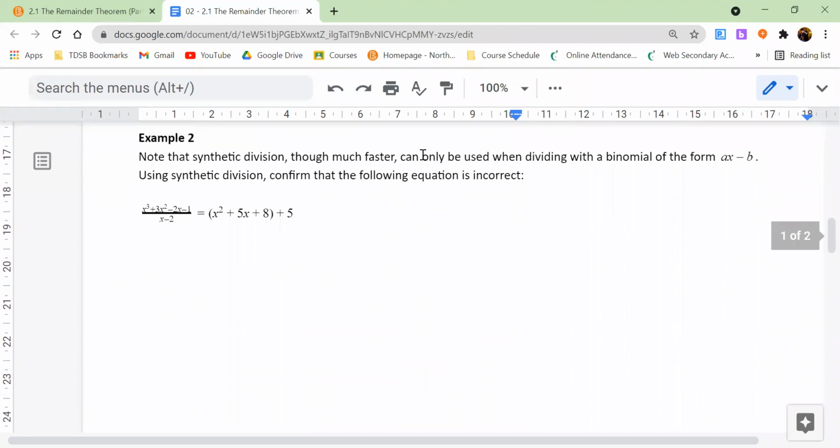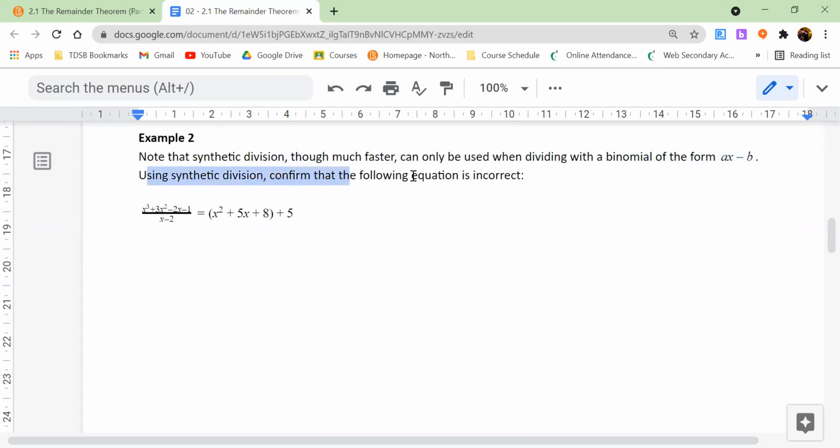Here's a harder question here. Note that synthetic division, which is so much faster, can only be used when dividing with the binomial form. So in other words, if I'm dividing by something like x squared plus something, a quadratic, you can't do synthetic. Synthetic is limited to just binomial form.